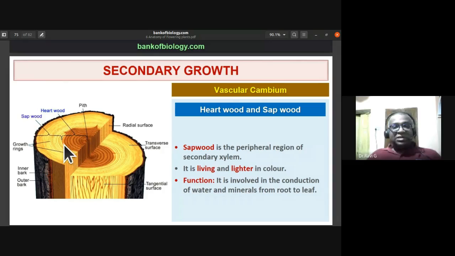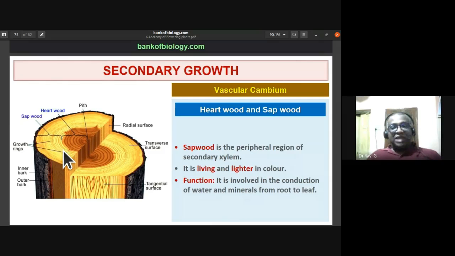Whereas the sapwood is the peripheral region of the secondary xylem. Sapwood is also called alburnum. It is living tissue. It is a functional secondary xylem, and it is lighter in color. When compared to the heartwood, sapwood is lighter in color.